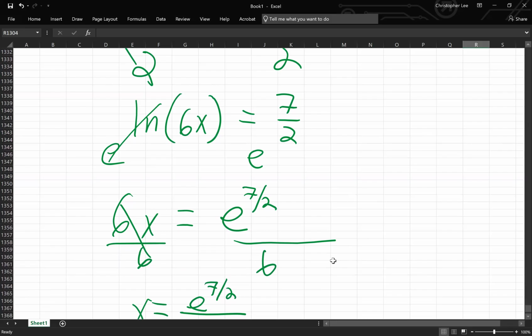So e is to undo the ln, yeah. That's like a square root thing? Not square root, it's an inverse. Yeah. e is an inverse to ln.